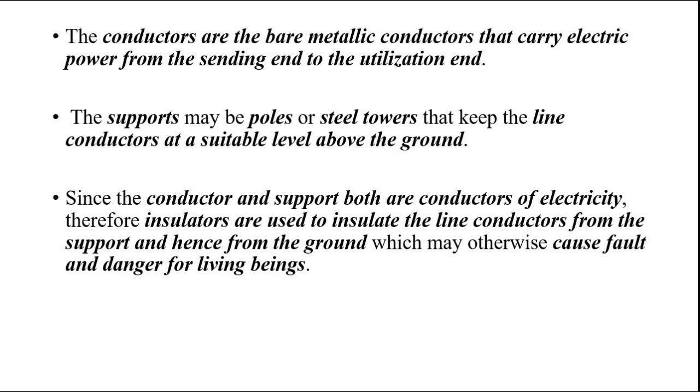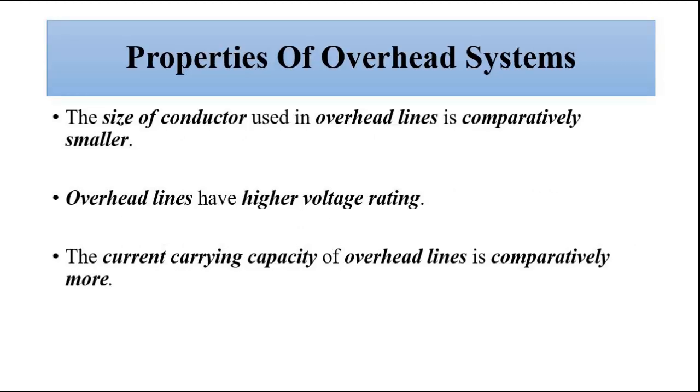Here the overhead system has various properties. We can say the advantages and disadvantages, like we discussed in the AC and DC system. Here also the overhead system has certain merits and certain demerits. So here we'll be discussing that. First, for the overhead system, the size of the conductor is comparatively small as compared to the underground system. So first we'll discuss the overhead, then we'll discuss the underground.